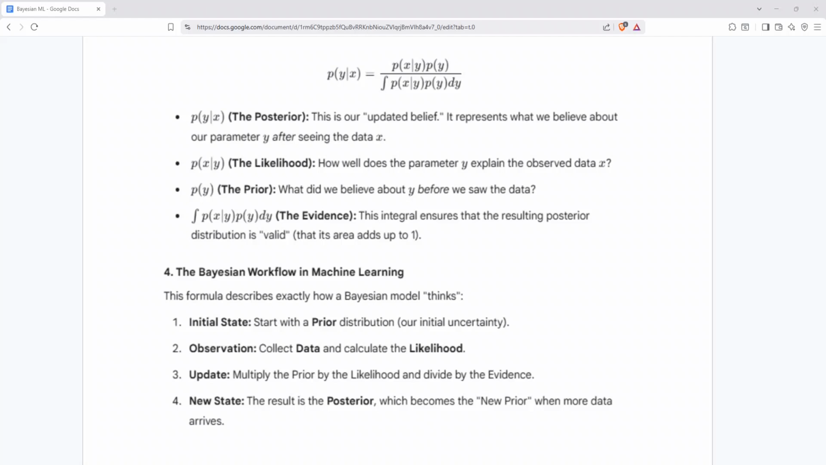One final important point. This particular denominator here, or the evidence, is often the hardest to compute. In simple problems, we can calculate it directly, but in real-world machine learning, this integral can become extremely complex. And that's why we use approximation techniques. But conceptually, everything still follows this formula. So this equation is not just a formula, it's the exact way a Bayesian model thinks and learns from data.